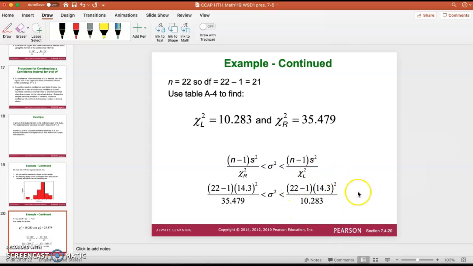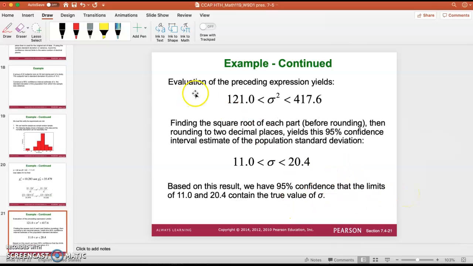And once we evaluate everything there, we would find that the confidence interval for the population variance comes out to 121 to 417.6. And if we wanted to find that confidence interval as a standard deviation confidence interval, just take the square root of both of those. And so that would put our confidence interval between 11 and 20.4. So in other words, we'd be 95% confident that the population standard deviation is between 11 and 20.4.